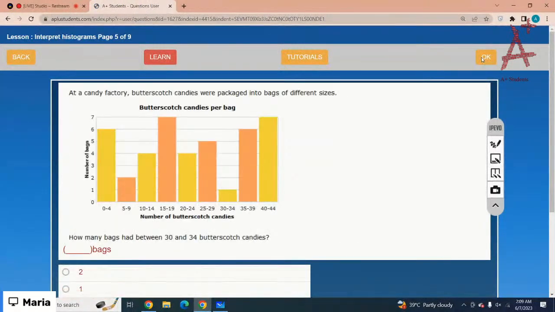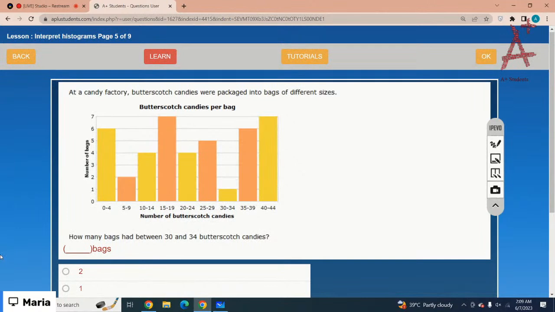Okay, the next one is: at a candy factory, butterscotch candies were packed into bags of different sizes. How many bags had between 30 to 34 butterscotch candies? You can see here on the x-axis you have the number of butterscotch candies, and on the y-axis you have the number of bags. You need to see how many bags had 30 to 34 candies. You can match it to the y-axis. You have just one bag. Got it? So the correct option is 1.